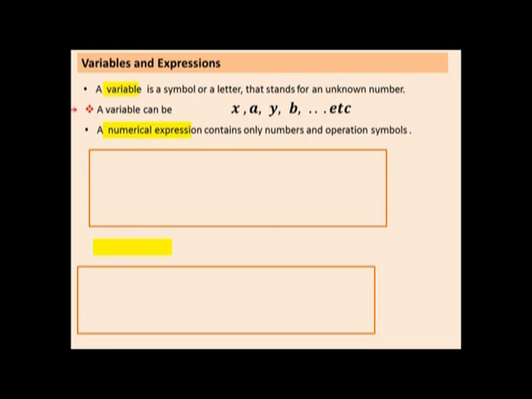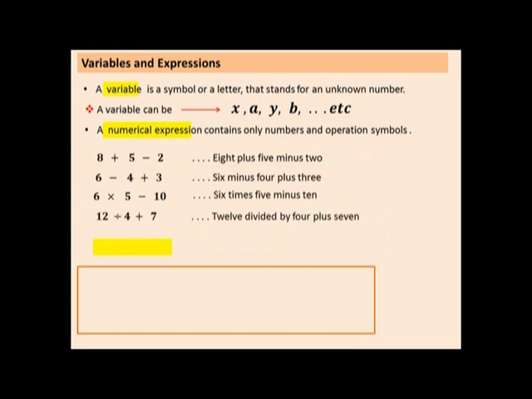Variables and expressions. A variable is a symbol or letter that stands for an unknown number. It can be x, a, y, b, etc. A numerical expression contains only numbers and operation symbols. For instance, 8 plus 5 minus 2.